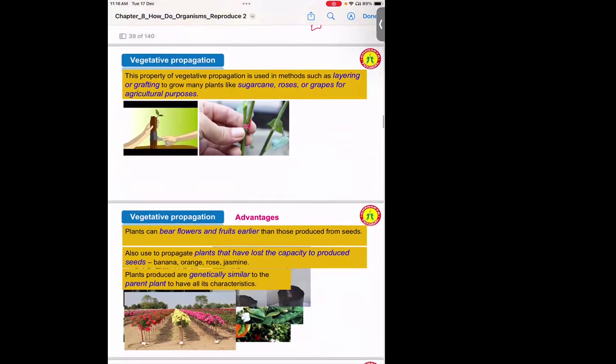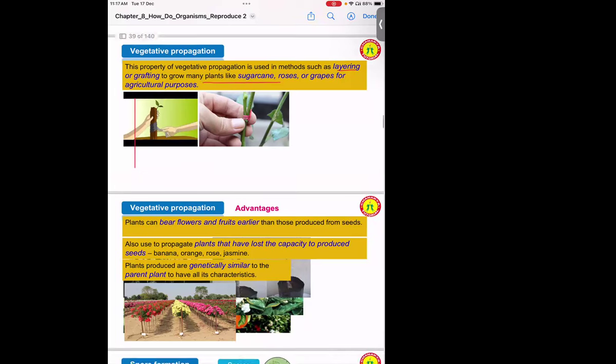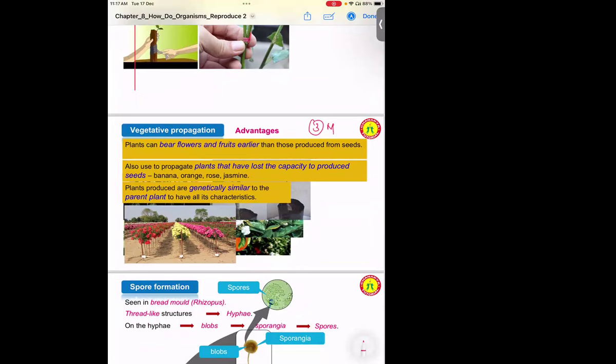Now, here also the same thing is given. Here we will be using layering or grafting to grow sugarcane, roses, or grapes for the agriculture process. Now, what are the advantages? Very, very important now for the 3 marks. In the board exams, they ask for 3 marks: write the advantages of vegetative propagation. With the help of vegetative propagation, plants can bear flowers and fruits earlier than those produced from the seed. So with this method, we can get the flowers and the fruits a little earlier as compared to the seed method. Also, we can use it to propagate plants that have lost the capacity to produce seeds, for example, banana, orange, rose, and jasmine. And the third, very important advantage is that we can produce a genetically similar plant to the parent plant that has all its characteristics. So these 3 points need to be written down for 3 marks.